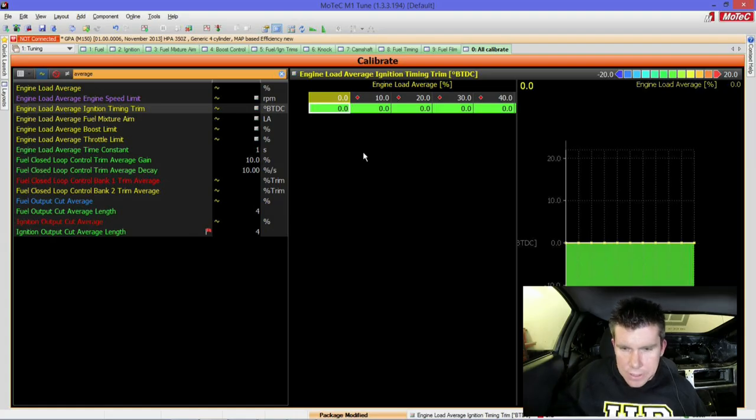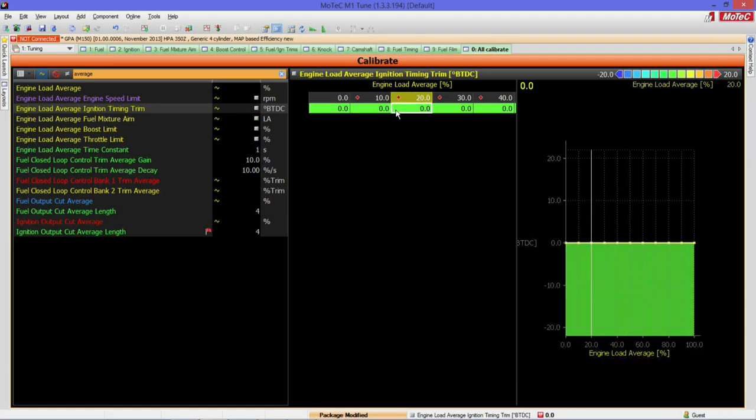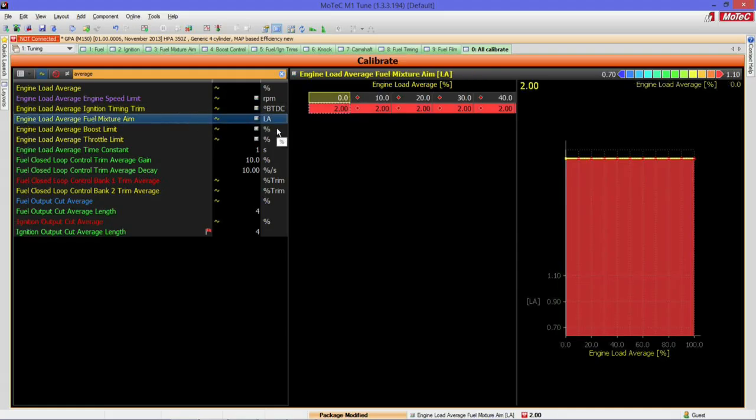Function. Okay. So if we full screen the calibrate menu here, we can see our table of engine load average percentage versus our ignition trim. What we could do here is maybe above 90% trim out 2 degrees, and if we get to 100% we could trim out 4 degrees of ignition timing. That's going to help trim the ignition timing and move the engine further away from potential detonation.